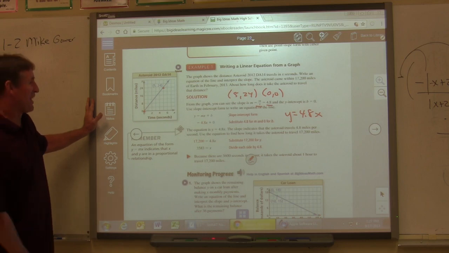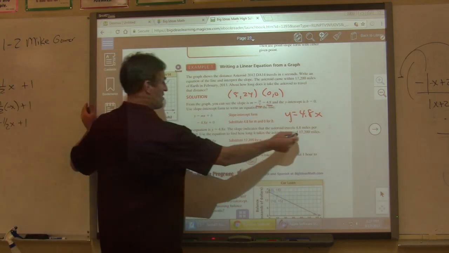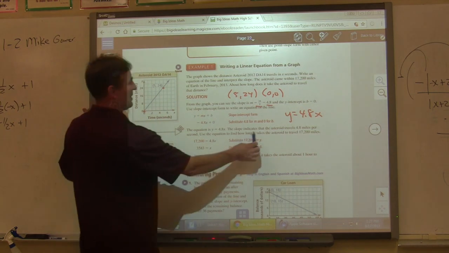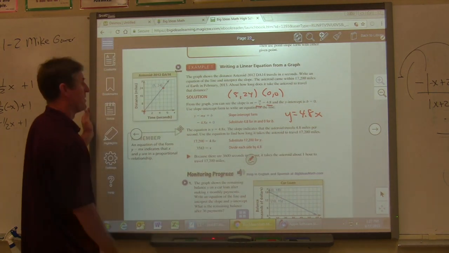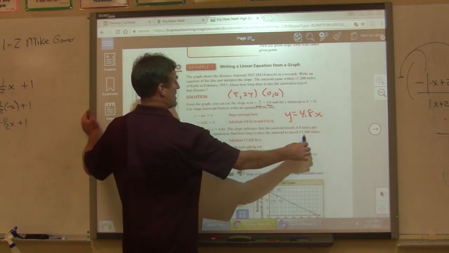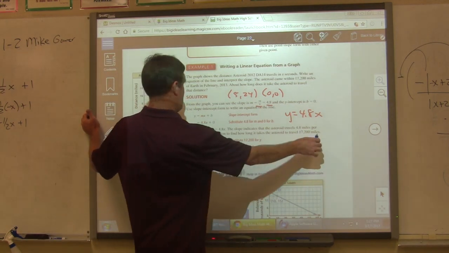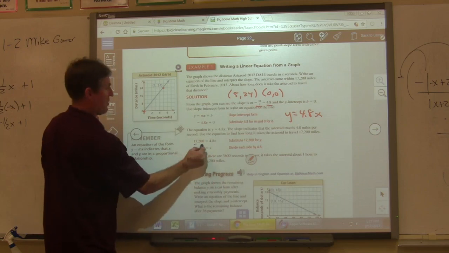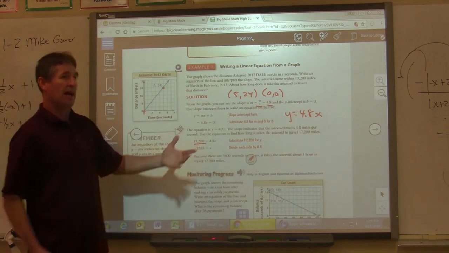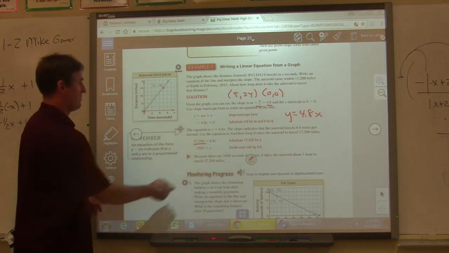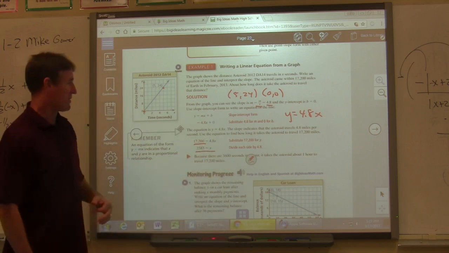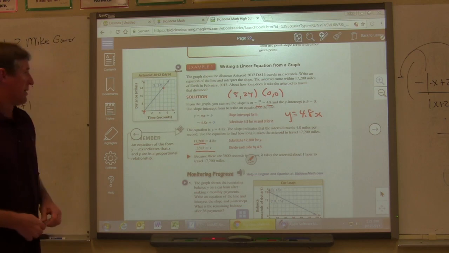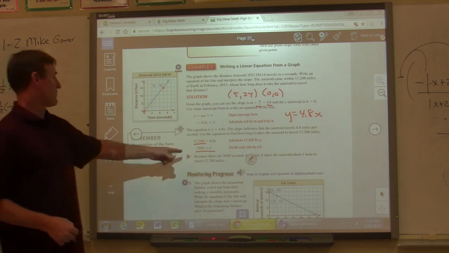Then now that we've got the equation, we can substitute the values in. So it says the slope indicates that the asteroid travels 4.8 seconds per mile. Use the equation to find out how long it takes the asteroid to travel 17,200 miles, which is our y value. And so now we're back to basic Algebra 1. We divide by 4.8, and in this case it's approximately 3,583 for our x value, which is our time.